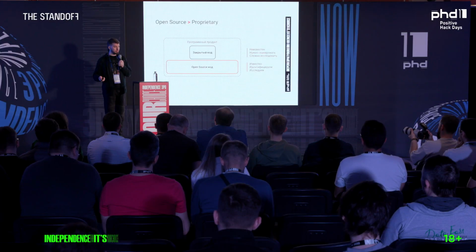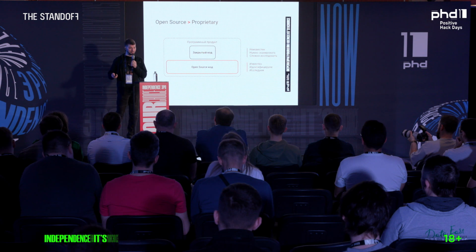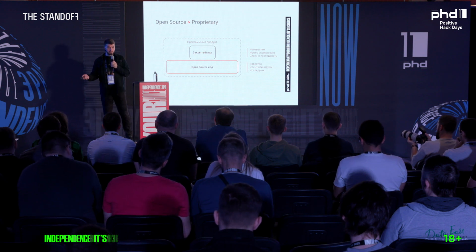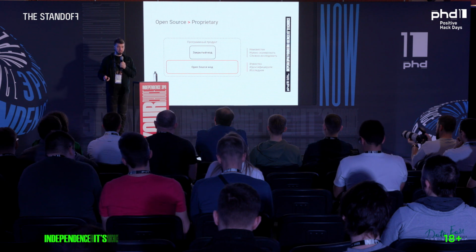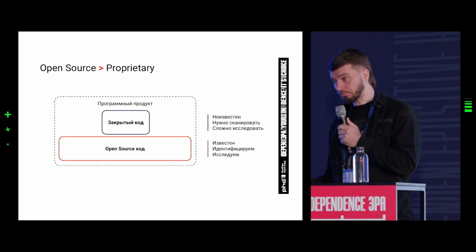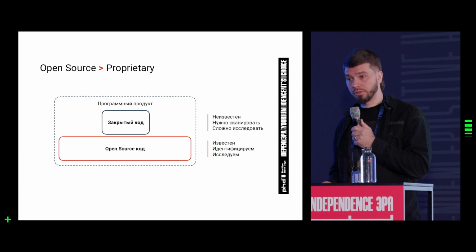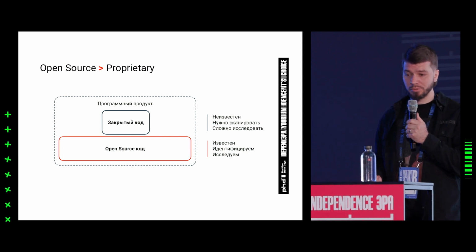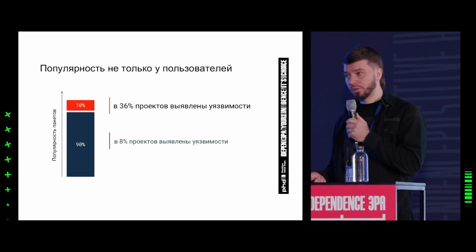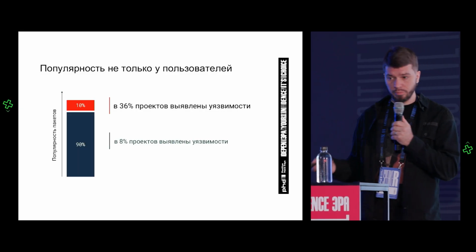The closed code is the unknown. It's something that needs to be researched in order to find anything interesting in it. And obviously, it could be open or closed to different extents. And there is also open source code, which is known, which is scannable, and a lot of researchers dig into it and publish corresponding information on the kind of vulnerabilities there are and how they got fixed. And it's popular not just among the developers, but also among the researchers.